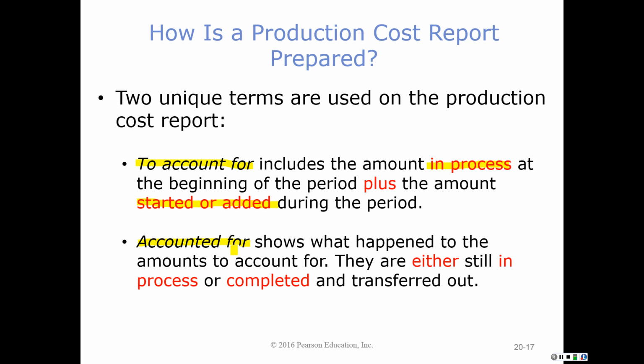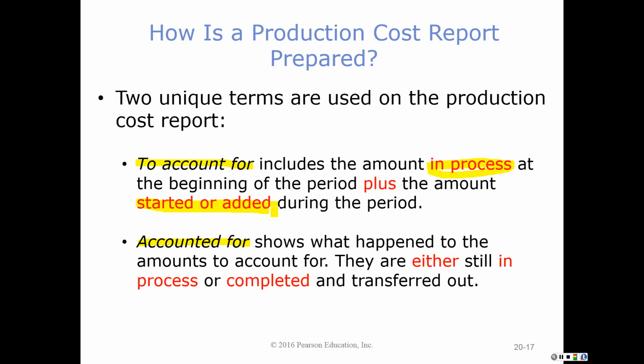Okay, so what are we talking about? What were the units or the costs that were in process at the beginning of the period? How many units and how much cost have I added during this period? Because remember, in process costing, the cost will move from one process to the next at the end of the period. Unlike in job order costing, they move from work in process when they were complete directly to finished goods.